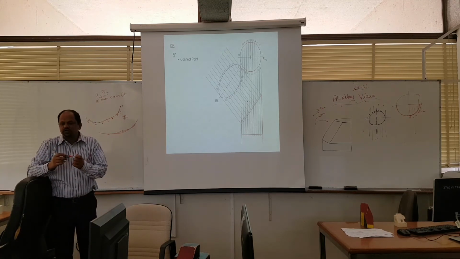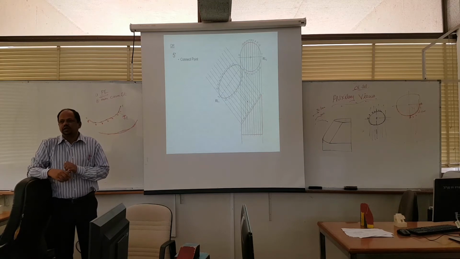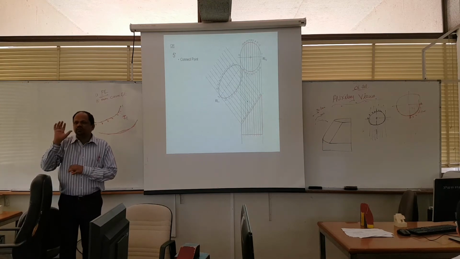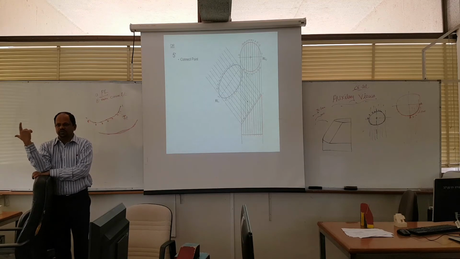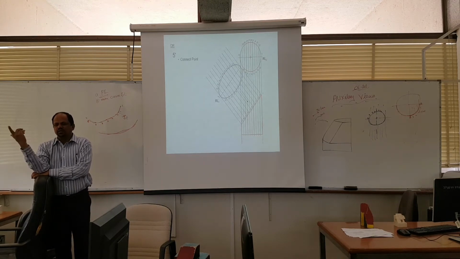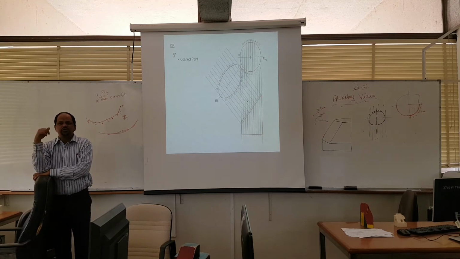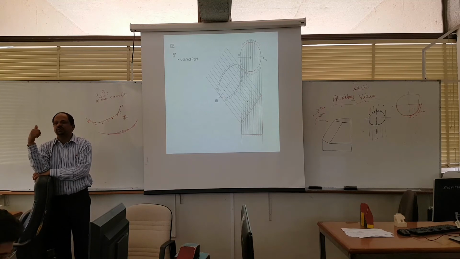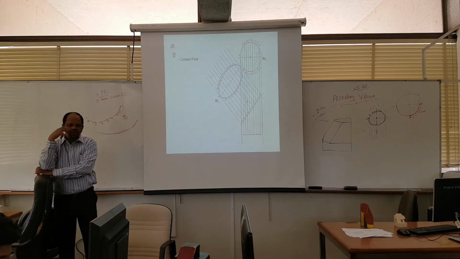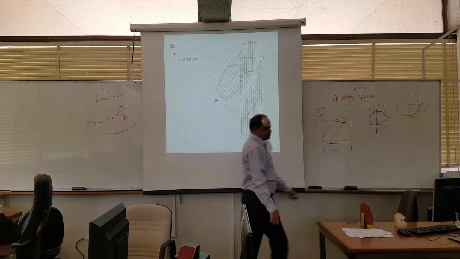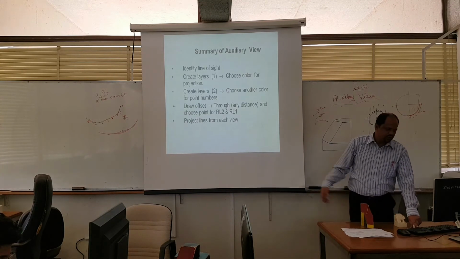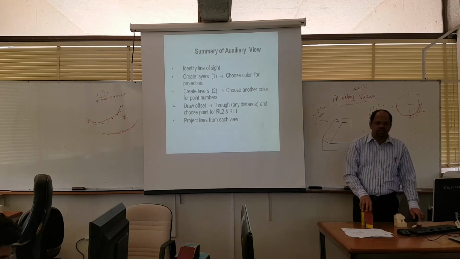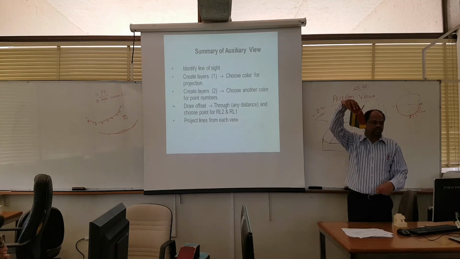Curvature is important in your printout. You should have the correct shape and size with curvature. If you miss the shape or the size, you will not get full marks, because the whole purpose of drawing the auxiliary view is to show the correct shape and size both. So transferring points correctly is very important here. Now, summary: identify the line of sight. What is the line of sight? Perpendicular to the inclined surface.